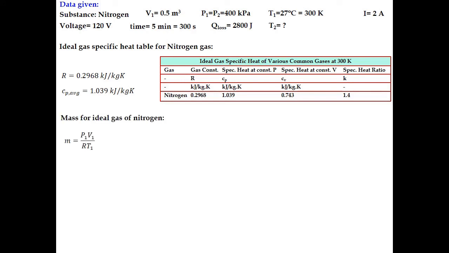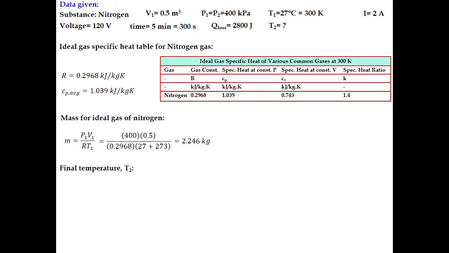The mass of the ideal gas nitrogen we can obtain from the ideal gas formula, which is PV equal to mRT. So P1 V1 equal to m R T1. We just rearrange to obtain the formula for mass. Mass of the nitrogen equal to P1 multiplied by V1 divided by R T1. Just substitute the values that we have. Remember the unit for the temperature in the ideal gas formula must be in Kelvin. So mass equal to 2.246 kilograms.